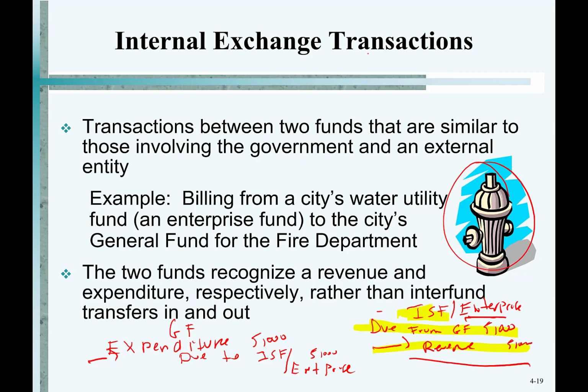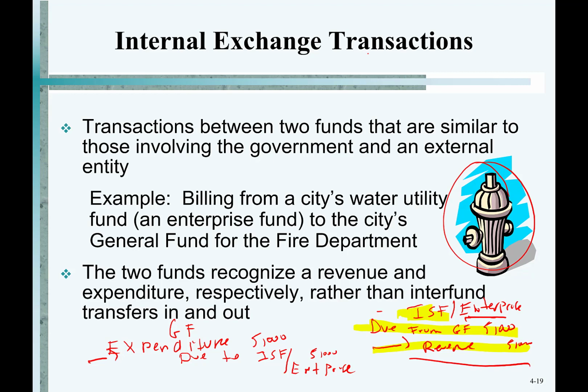Okay. Now they put this fire hydrant over here because it could be that the water utility is providing water to the general fund. Hopefully that doesn't happen too much to put out fires, whatever. But governments do use water, don't they?